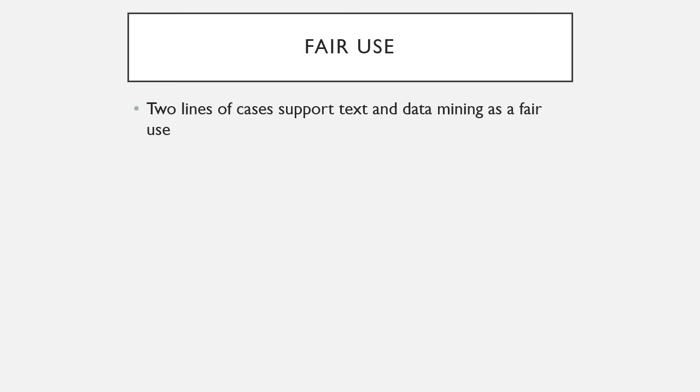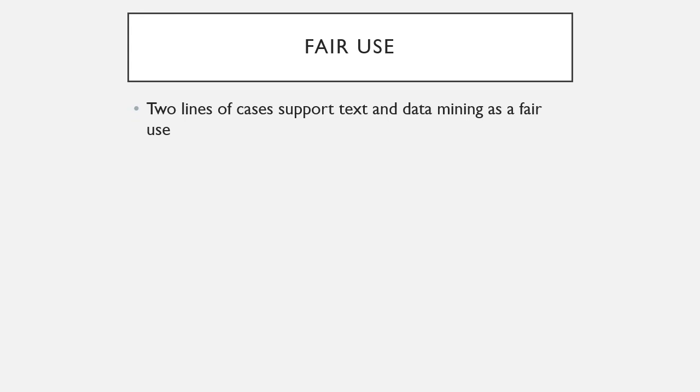Now, when we look at that, that's the four factors that get boiled down into the two-step analysis. And when looking at how the courts have applied this fair use test to particular practices, there are two types of practice that in particular support the claim that text and data mining is fair use.